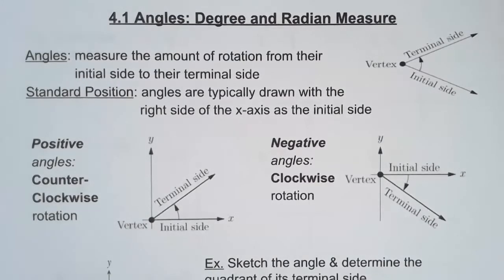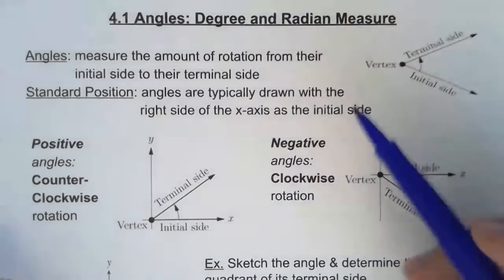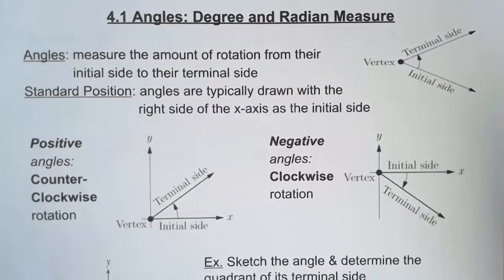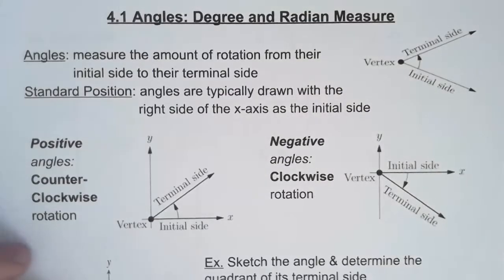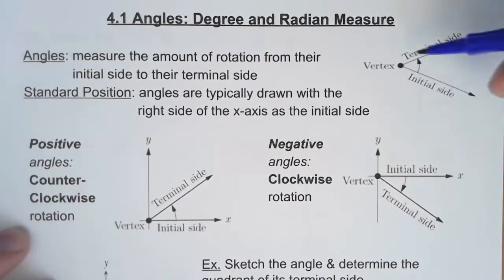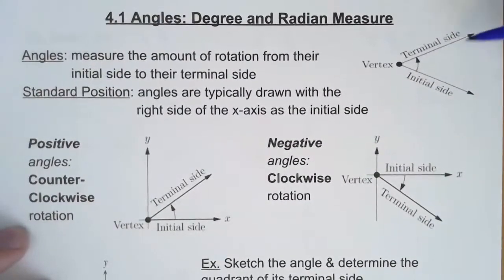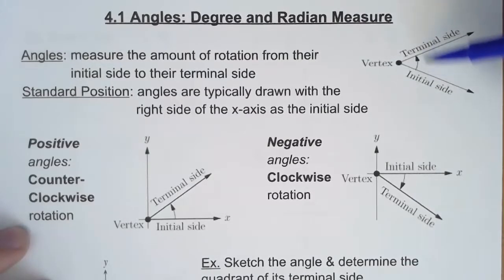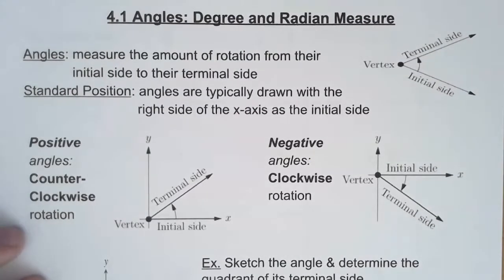Not quite everything, but most of the things that we're going to be doing in the second half of the course. And so first we just need to make sure that we understand angles, and the different way we measure them, either with degrees or radians. So angles measure the amount of rotation. They have a starting or initial side and an ending or terminal side. We look at the amount of rotation between those two different sides.